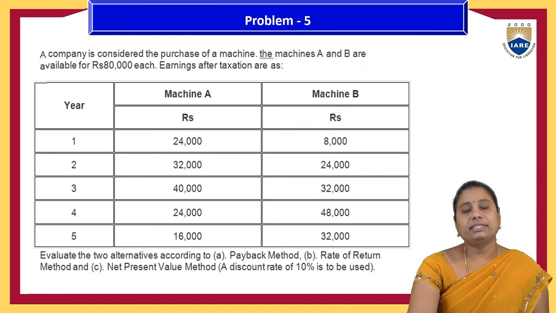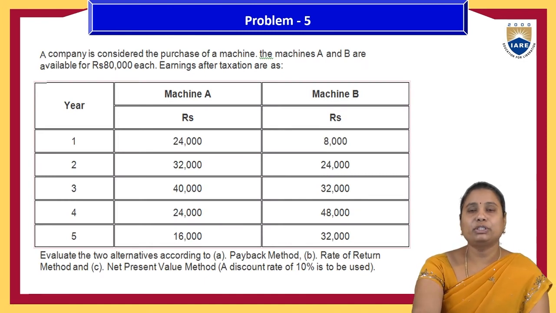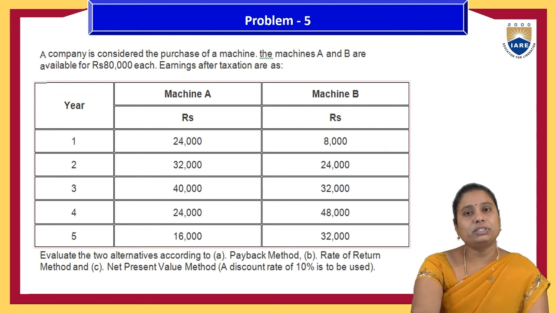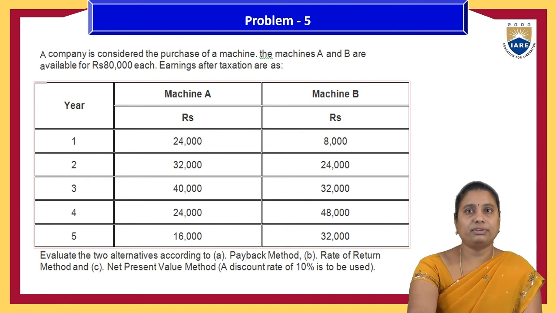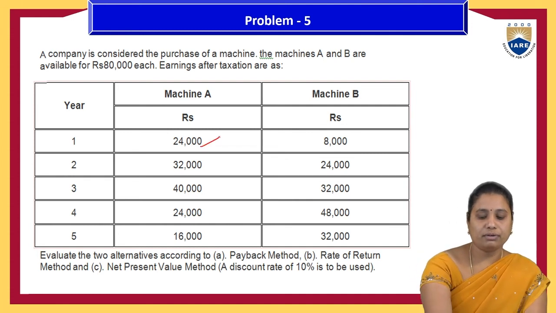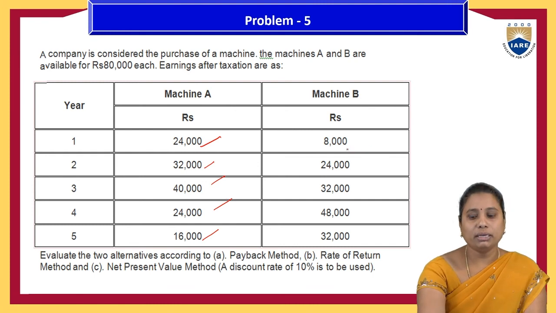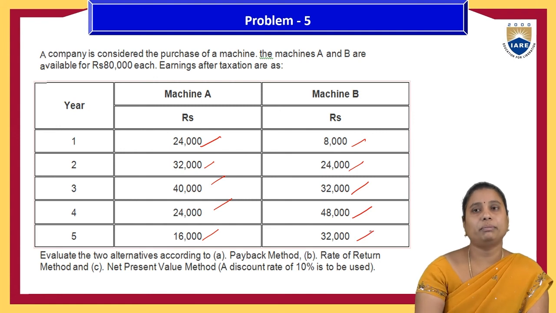The same way, if we take this fifth problem, that is a comparison between two machineries. A company is considering purchasing machine A or B, available at 80,000 each. So both machinery A cost is 80,000 and B cost is 80,000. Earnings after taxation are all provided for us. For machinery A, 24,000, 32,000, 40,000, 24,000, 16,000 for the 5 years respectively. Whereas for machinery B, 8,000, 24,000, 32,000, 48,000, 32,000.